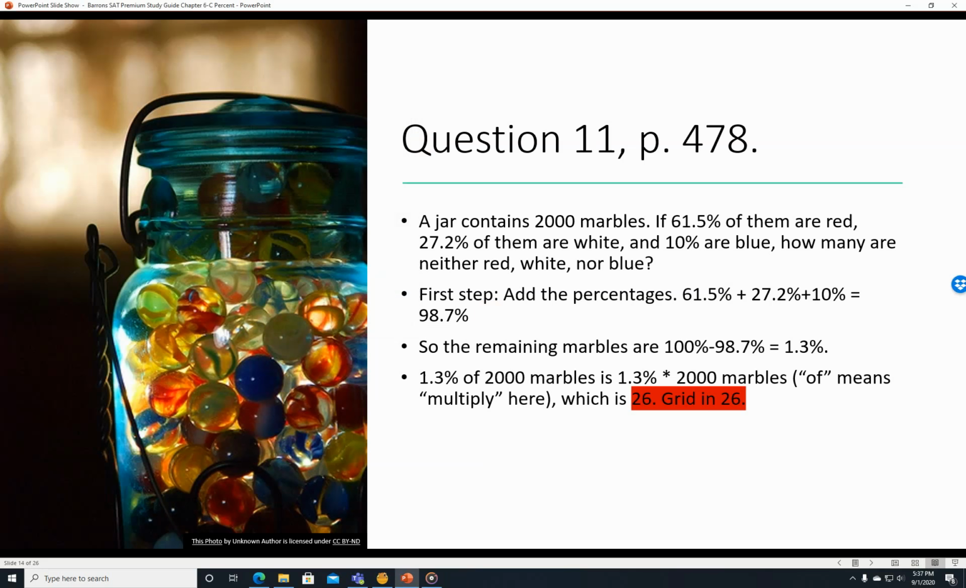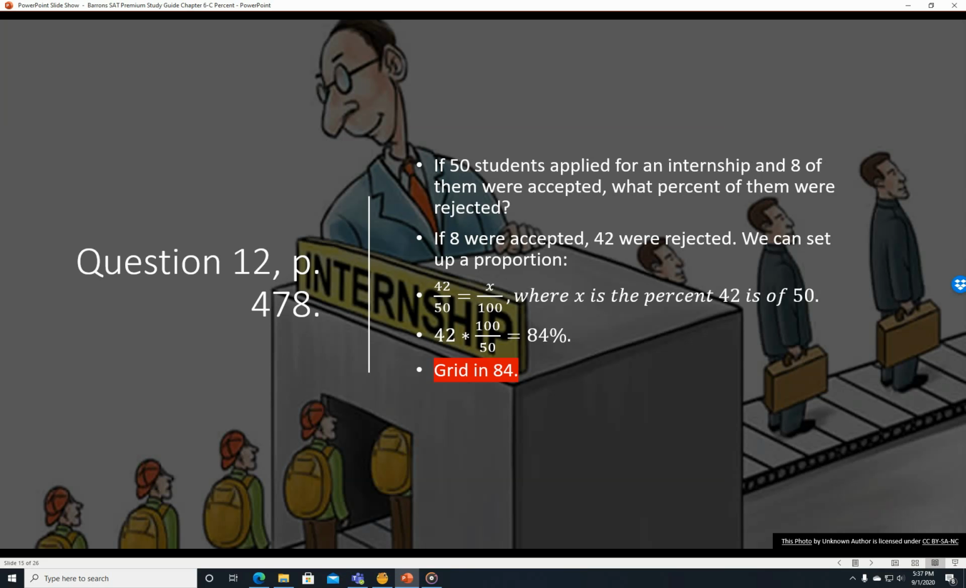Okay. Question 12, page 478. If 50 students applied for an internship and 8 of them were accepted, what percentage of them were rejected? Well, if 8 were accepted, 42 were rejected, we can set up a proportion. So you have 42 over 50 equals x over 100.